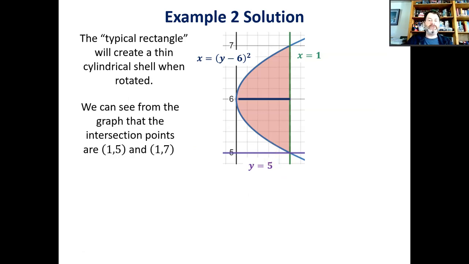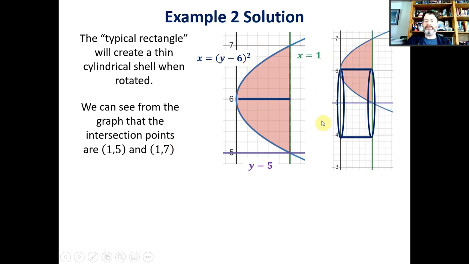Oh, need to do the intersection points too. So the graph was pretty good. It's easy to see that it's (1, 5) and (1, 7). This would not be hard to solve if you had to solve it. You would just set it equal, FOIL it, factor it, and you'd get the same answer. So not hard to solve this, but the graph is pretty good, so we can use the graph.